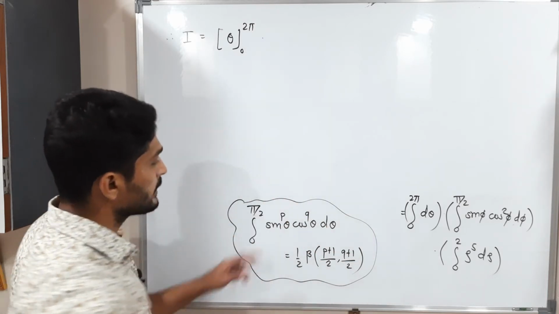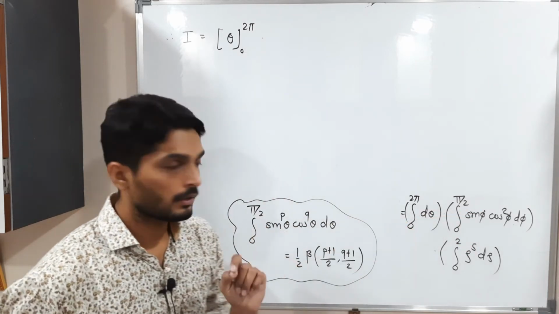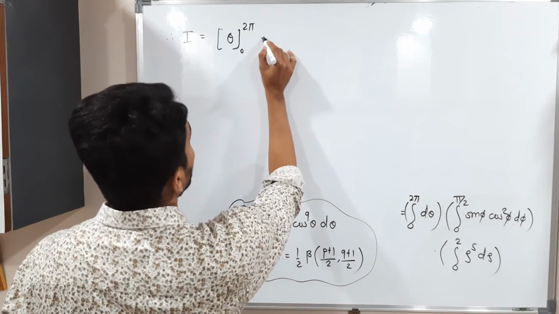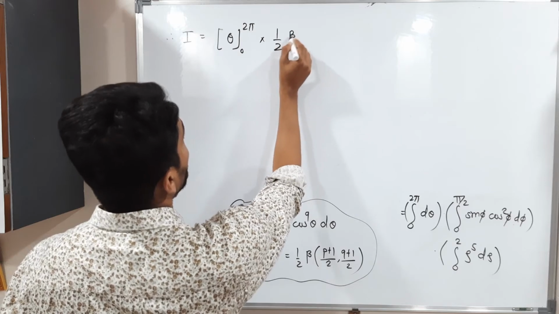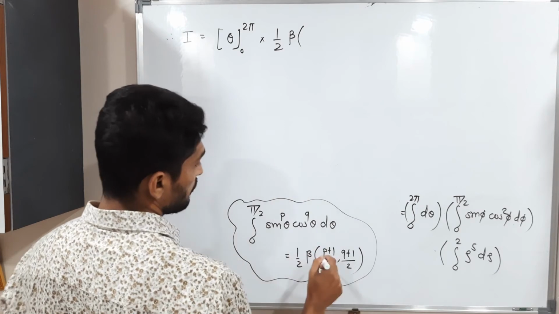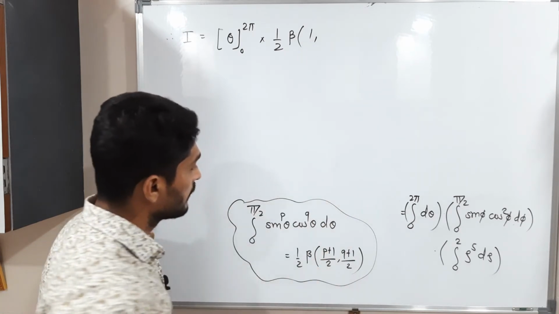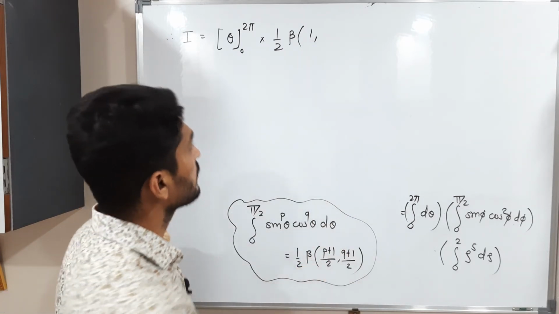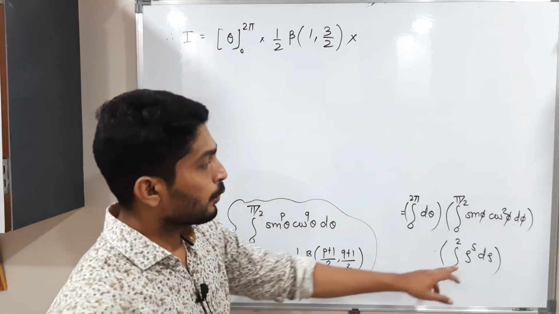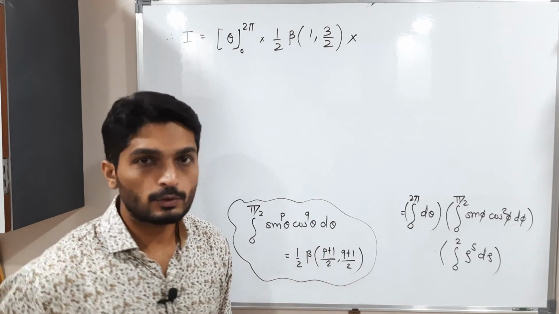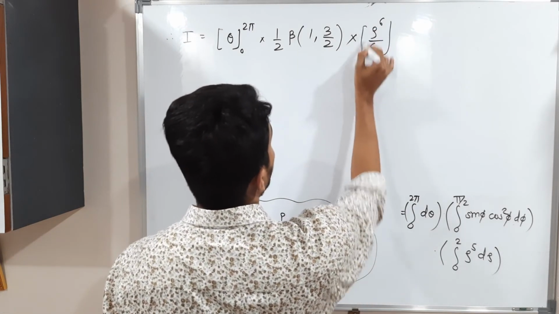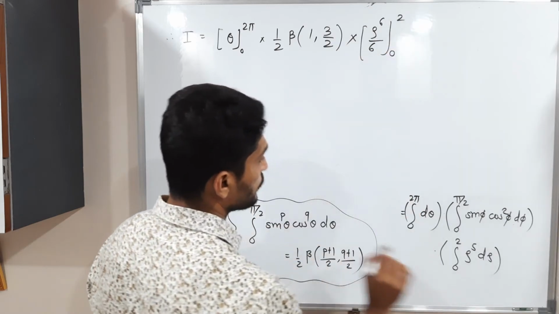So let us use it. What is p? P is 1. What is q? Q is 2. Into 1 by 2 beta of p plus 1 by 2, that is 1 simply. Q is 2, 2 plus 1, 3 by 2. Into, what is the integration of rho raised to 5? It is rho raised to 6 by 6, rho raised to 6 by 6 with limits 0 to 2.